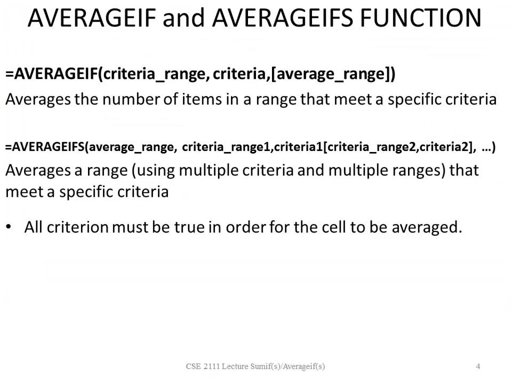Now, there is a function called Averageifs. We already talked about the Averageif function, so ignore that first two sentences there, and let's get down to the Averageifs function. The Averageifs function averages a range using multiple criteria and multiple ranges that meet a specific criteria, and in this case all criterion must be true in order for the cell to be averaged. So the Averageifs function has the same syntax as the Sumifs function, only it will average a range that meets multiple criteria.